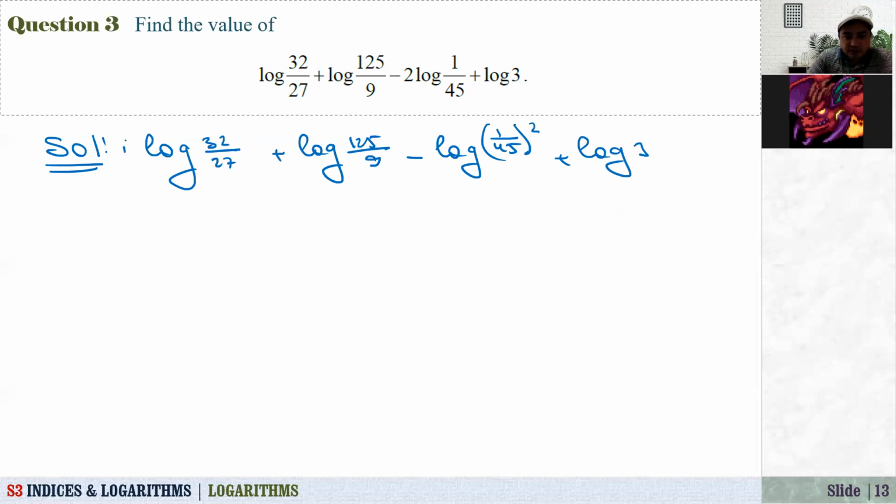Solving this kind of questions now, and all the bases are 10, I can just simplify the thing. Here we have 32 over 27. It is plus, so it is multiplied. 125 over 9.